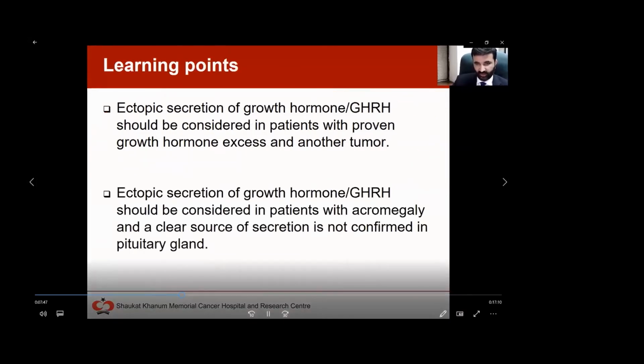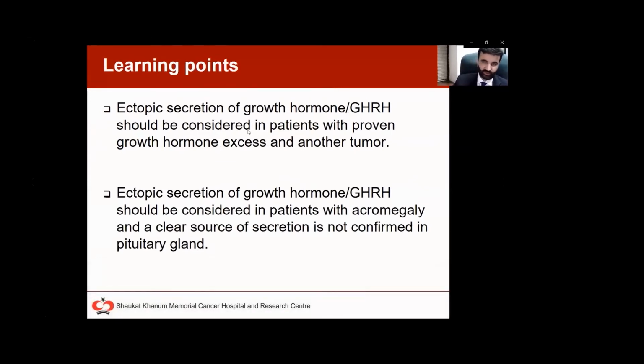The learning points from this case are that the ectopic secretion of growth hormone or growth hormone releasing hormone should be considered in patients with proven growth hormone excess and another tumor. Also, ectopic secretion of growth hormone or growth hormone releasing hormone should be considered in patients with confirmed acromegaly when we do not have a clear source of secretion of growth hormone or growth hormone releasing hormone from the pituitary gland.